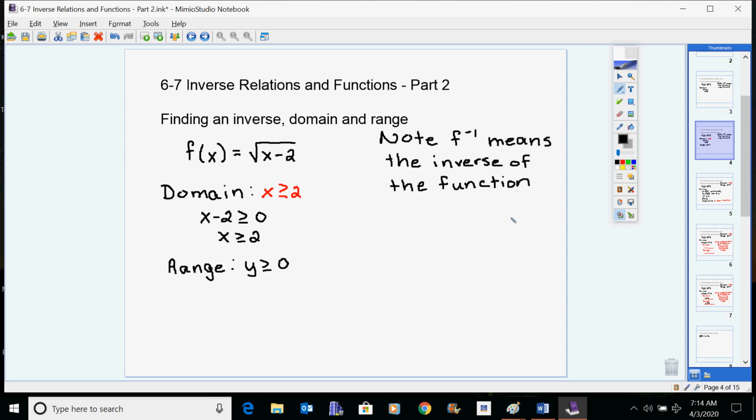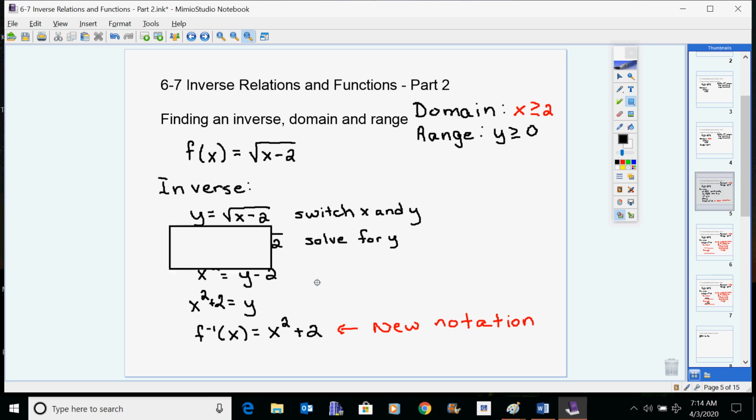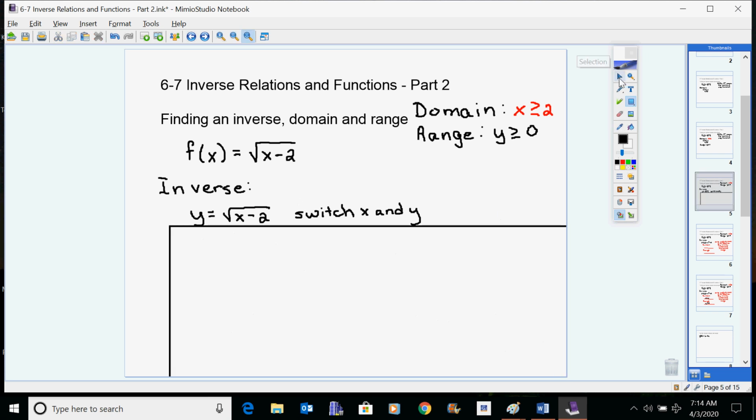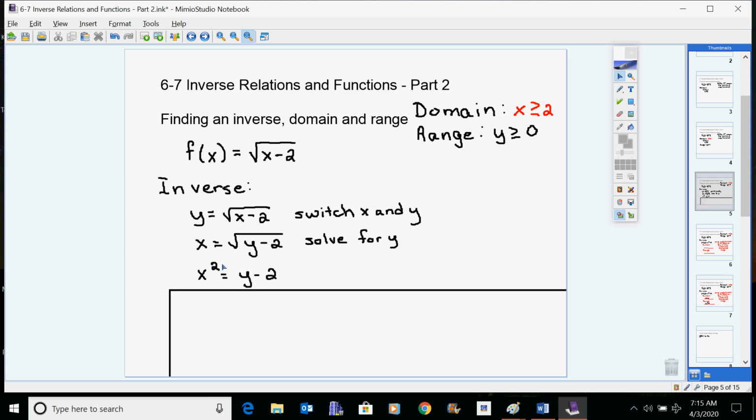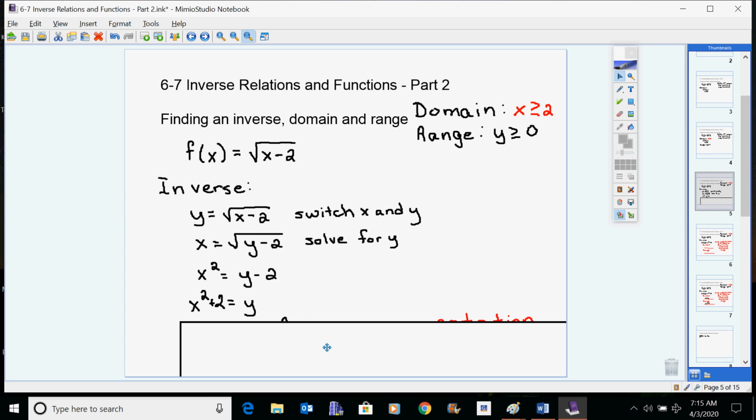Now, what we need to do next is remember about how we can find our inverses. And our inverse is found by switching the x's and y's. Let's take a look at that. Okay. First thing we do is we switch the x's and y's. Here's our original one. Y equals the square root of x minus 2. We switch them, it looks like that. You want to solve for y. So to undo a square root, you square both sides. Okay. So now we have x squared. You want to get, once again, you're trying to get y solved for, so x squared plus 2.